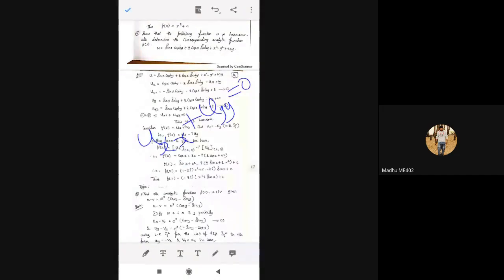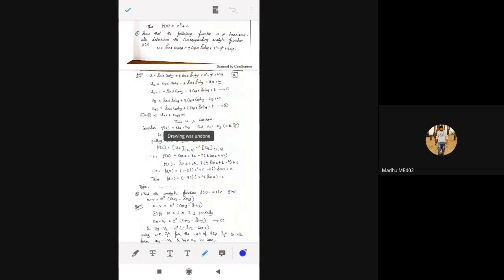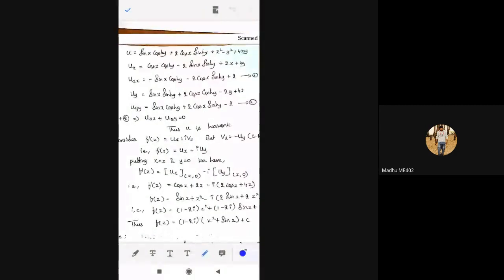So first, we'll show that this u is harmonic. As you know, we need uxx plus uyy equal to 0. So you should differentiate u two times with respect to x, and also two times with respect to y. That is what we're going to do now. Now see, here we have u.